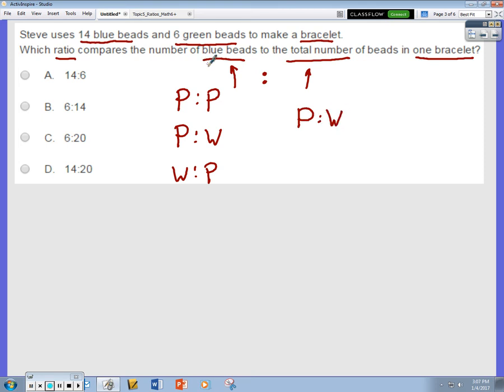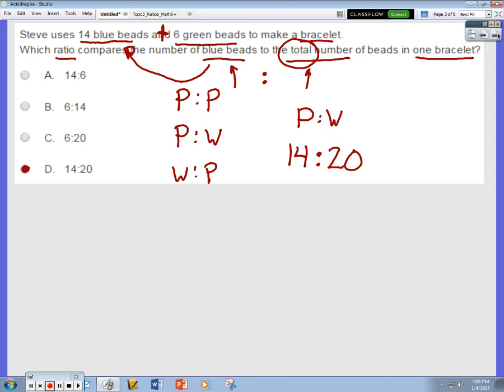Okay, number of blue beads. Well, we can see that we have 14 blue beads. So there's the part to the total number of beads used to make one. Well, if I have 14 blue plus the 6 green, 14 plus 6 gives me 20. My ratio would be a 14 to 20 ratio. So 14 to 20 would be the correct answer. It says which ratio, not which ratios, so there's only one correct answer.